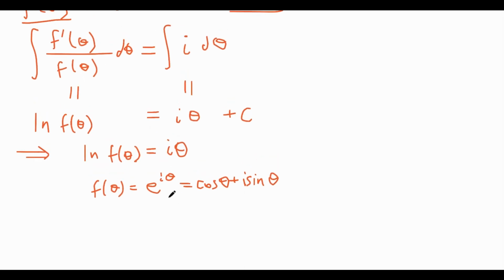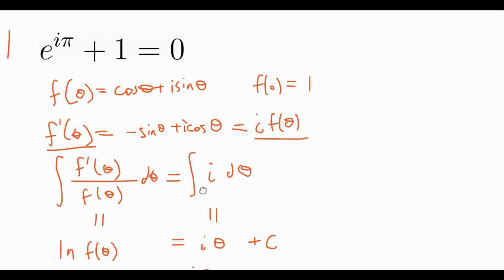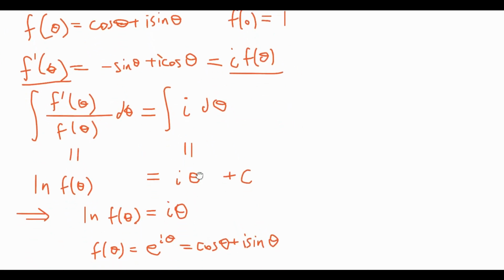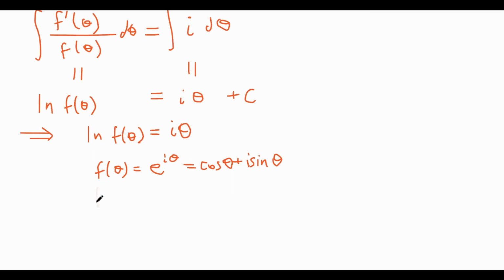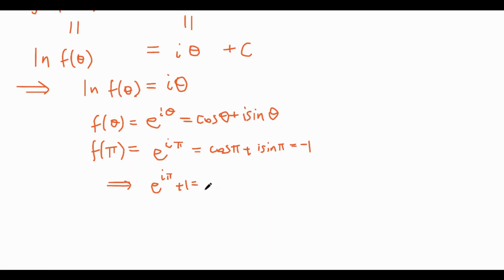Alright, so now we are almost done here because we want e to the i pi, not e to the i theta. So let's consider what happens when we evaluate it at pi. f of pi equals e to the i pi, which is also equal to cosine pi plus i sine pi. Well, sine pi is just 0 and cosine pi is negative 1. So this entire thing is just negative 1, which implies that e to the i pi plus 1 is equal to 0, which is exactly Euler's identity.